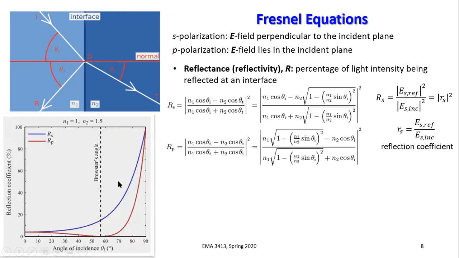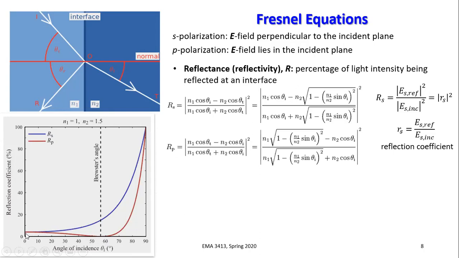And if you do plot it, let's say assume N1 is 1, N2 is 1.5. So this is air, for example, and N2 is glass. Glass in the visible spectrum range has an index of 1.5. So this is a situation for light incident onto a glass surface, okay? And you see that the horizontal axis is the angle of incidence, the incident angle. So there are a few features that you can see.